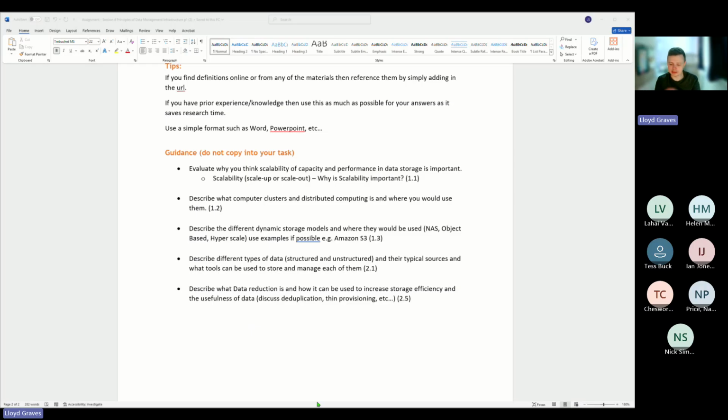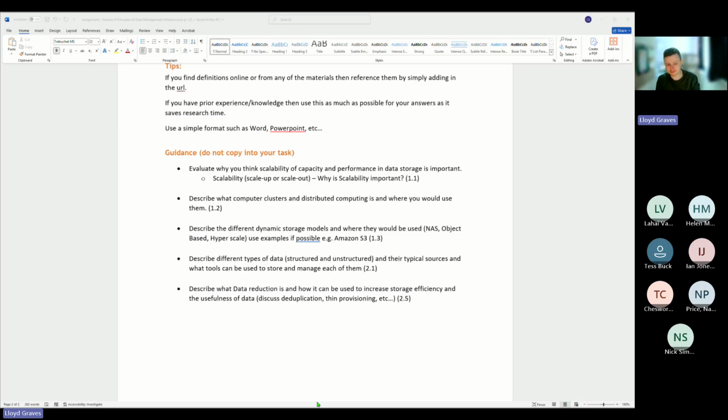Yeah, so that's basically the idea. What are they? Who's using them? Why are they using them? So you could talk Netflix obviously needs an object-based storage because their data is unstructured. 2.1, then it kind of mixes some of the stuff we talked about last time and this time. So you might need to refer back to last week's session to answer this one as best you can.